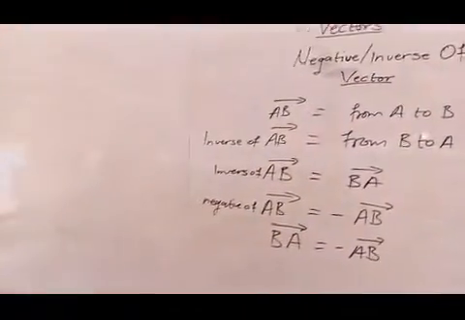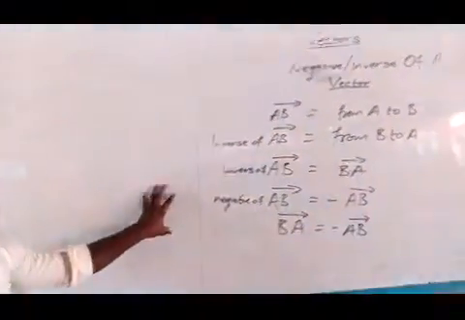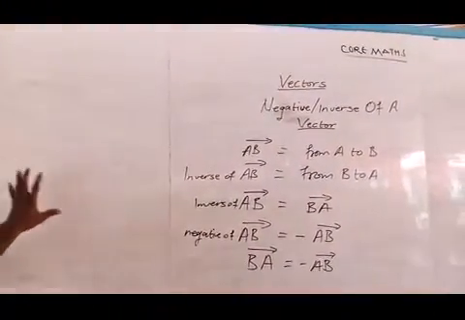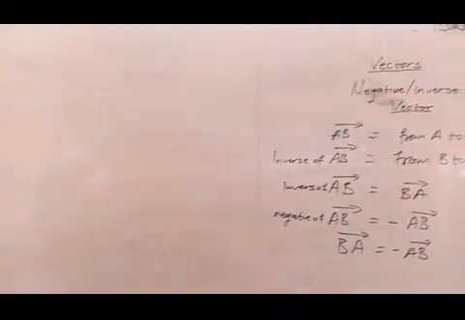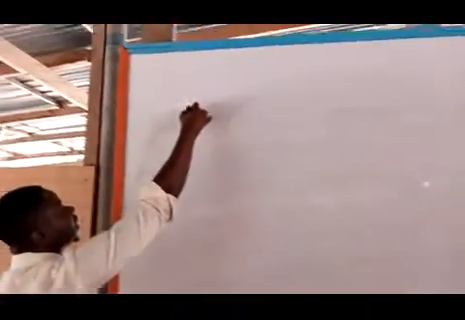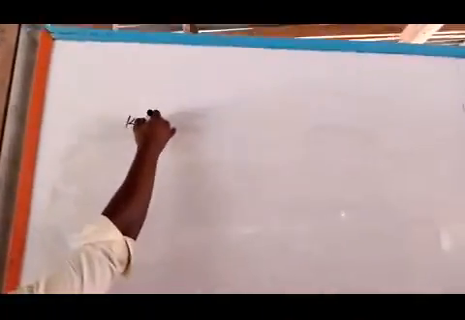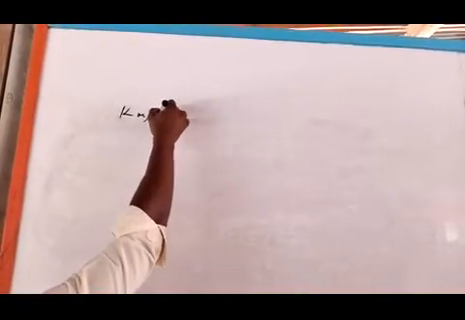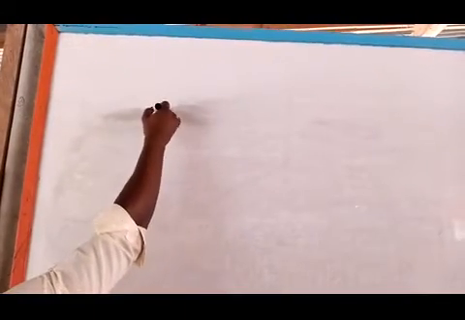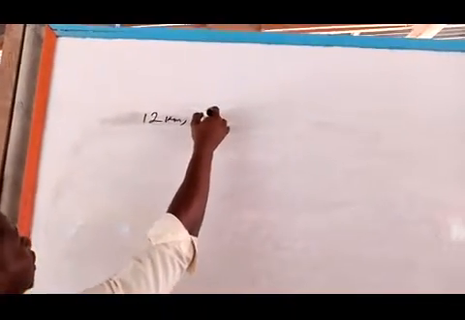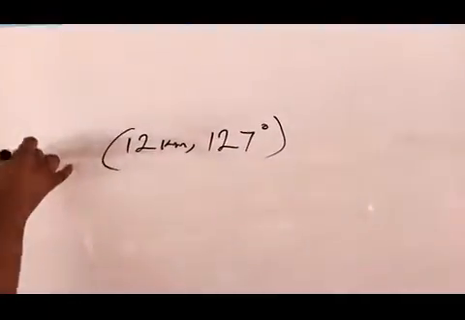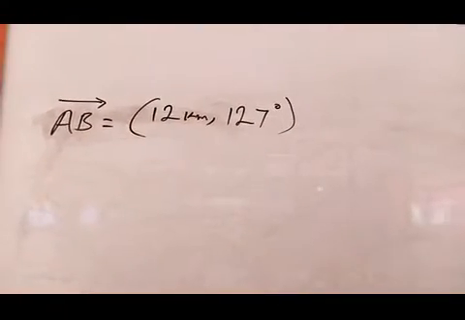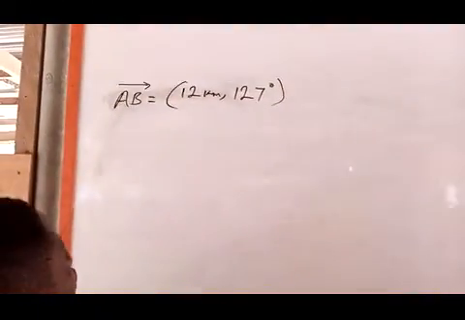Now, let's look at how to apply the inverse to the magnitude bearing form of a vector, as well as the Cartesian component form of a vector. Let's say we have vector AB equal to 12 kilometers and then 127 degrees. Now, this is the magnitude bearing form of a vector.